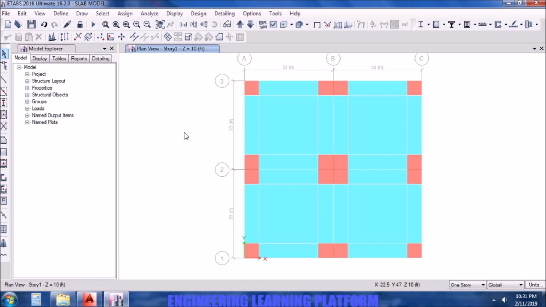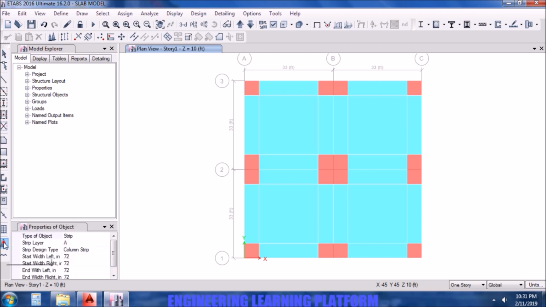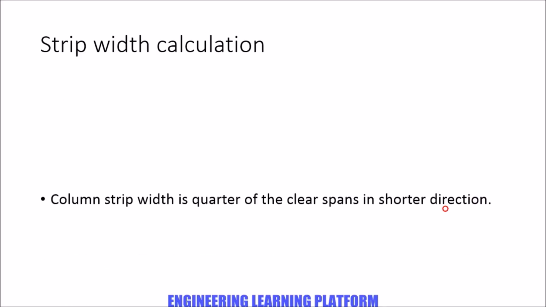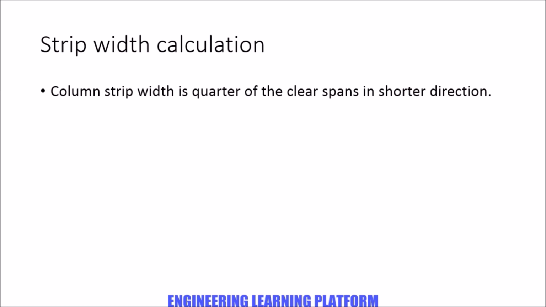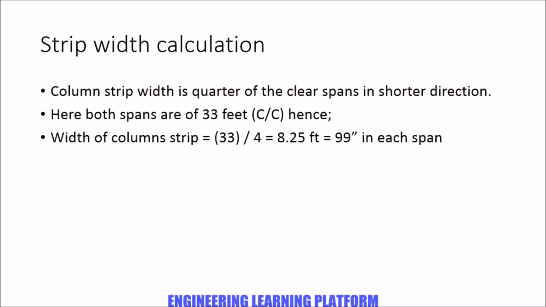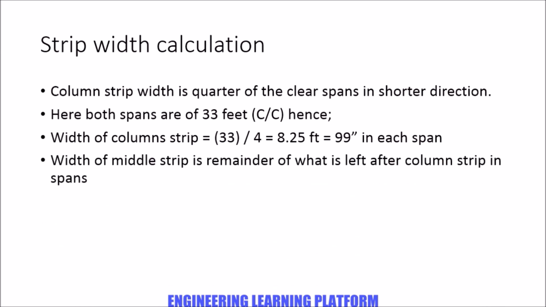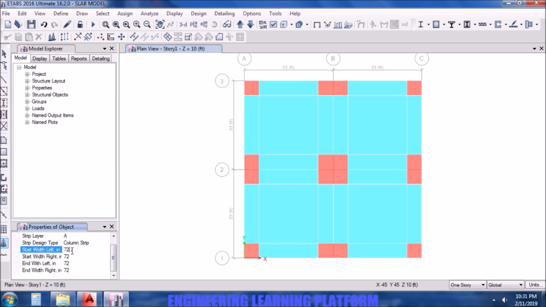Now we will calculate the strip width before designing the slab. Since the design steps use the direct design method, the column strip and the middle strip are important to be drawn. Column strip width is a quarter of the clear span in the shorter direction. Here both spans are 33 feet. So the width of the column strip is a quarter of 33 feet, that is 8.25 feet or 99 inches. And the width of the middle strip is the remainder of the span left after the column strip.